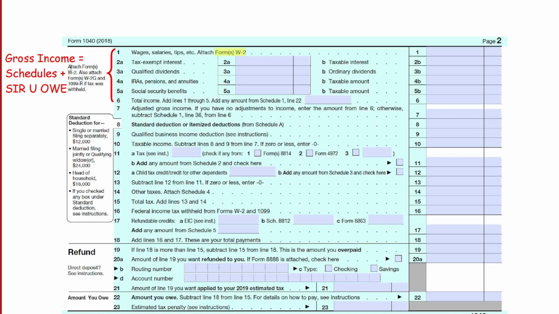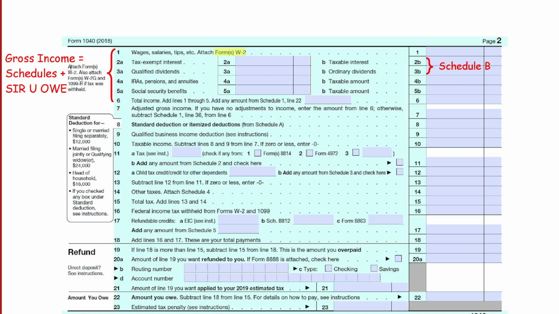Lines 2 and 3 are for interest and dividend income. Look at line 2B. It says taxable interest. 3B is ordinary dividends. So draw a bracket around these two and write there Schedule B. So if an individual or a married couple filing jointly has many sources of taxable interest and ordinary dividends, the taxpayer can fill out a Schedule B.